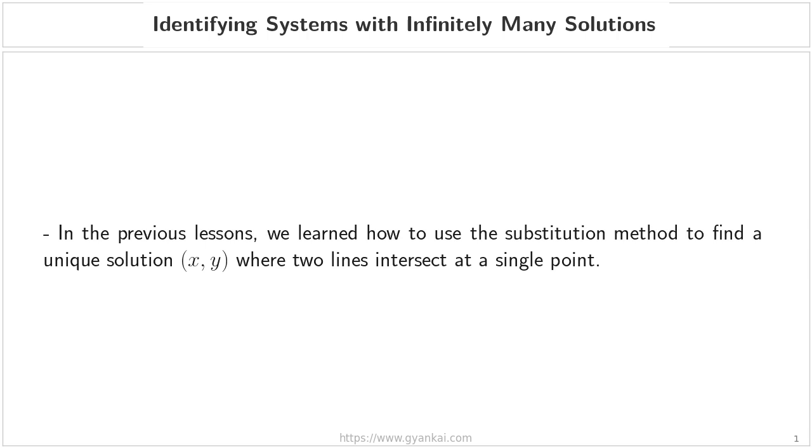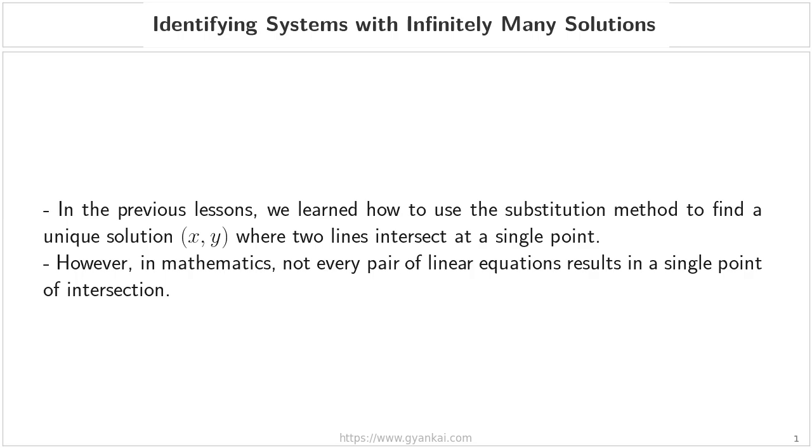Now, if you look at the first point on the slide, you'll remember from our previous lessons that we've been focusing on using the substitution method to find a unique solution. Usually, when we solve a system, we are looking for a specific value for x and y, essentially finding that one single point where two lines cross each other.